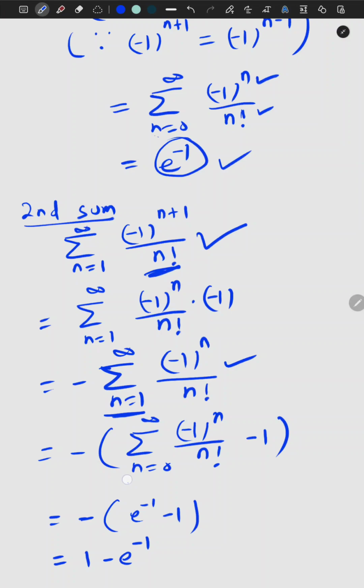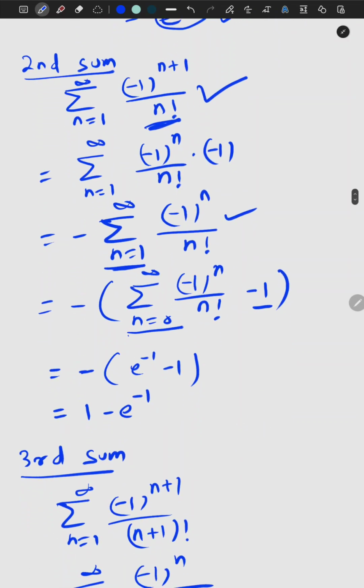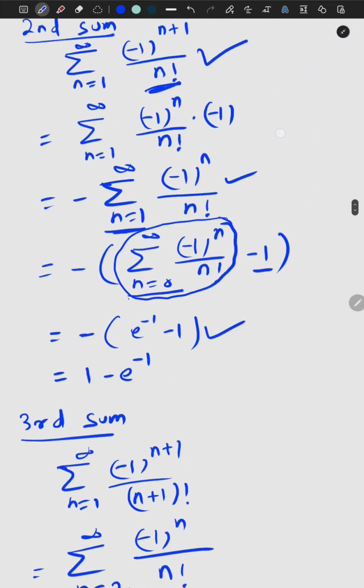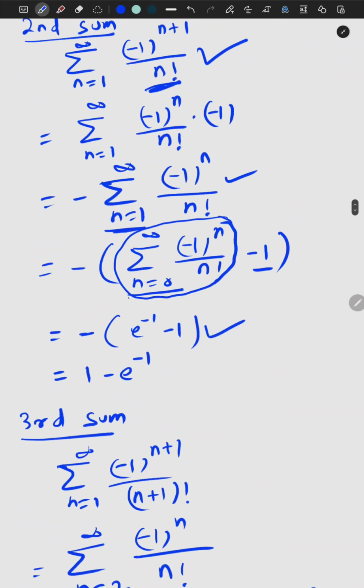If we add, it becomes n from 0 to infinity, but we have to subtract that term also for n equal to 0. For n equal to 0, this term gives 1, so we have to subtract 1. Okay. Then we will get this formula. This sum is e to the power minus 1, which I have also previously used here. So it gives e to the power minus 1 minus 1. If we multiply by the minus 1, we will get 1 minus e to the power minus 1.